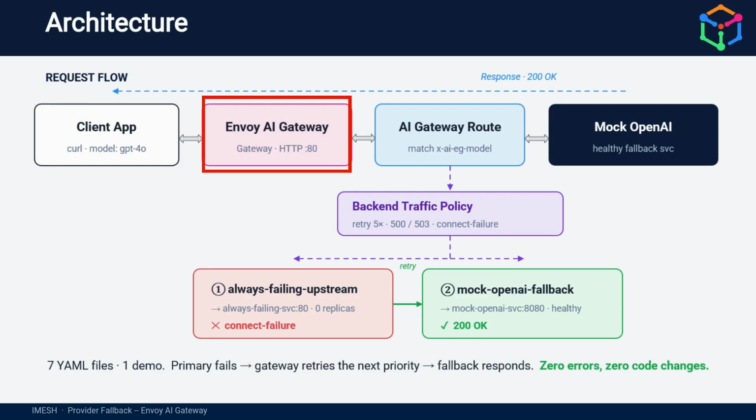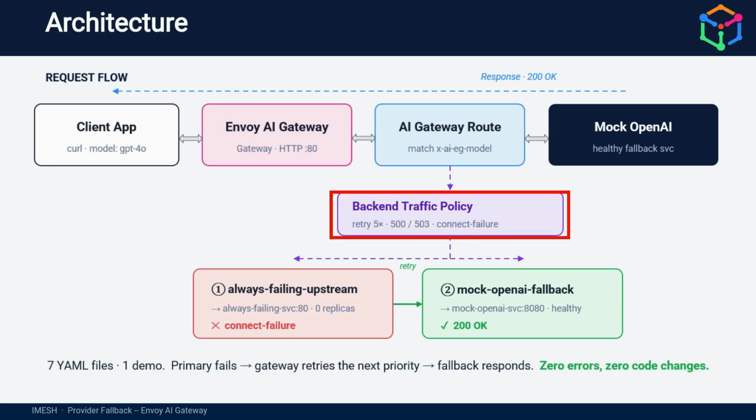The request arrives at Envoy AI Gateway, which acts as the control plane for all AI traffic. This is where we centralize routing, resiliency, security policies, observability, and provider management. Instead of embedding this logic into applications, we handle it at the gateway layer. Next, the AI Gateway route evaluates the request. It looks at the model header, in this case GPT-4o, and determines which backend services are eligible to serve that model. Think of this as the decision point that maps models to providers.